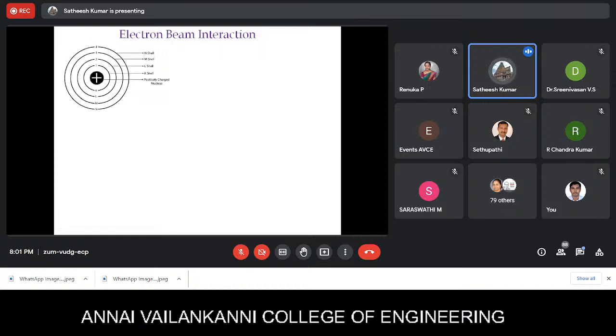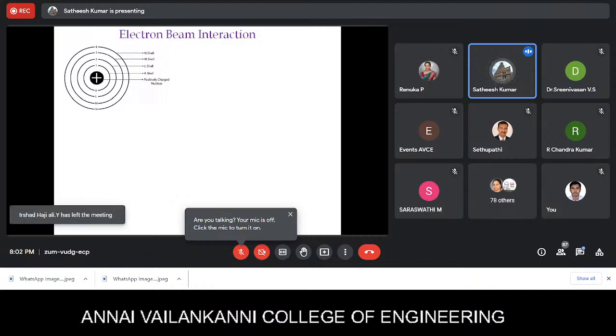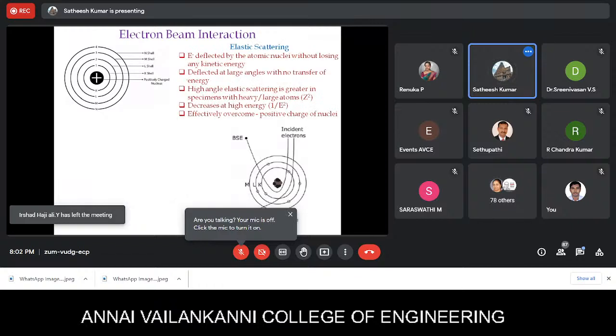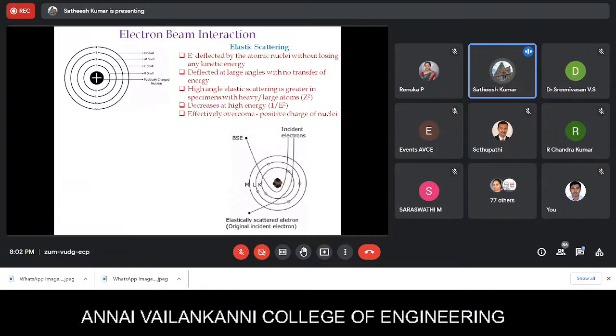So during the electron beam scattering, and this is a typical diagram, we have an atom with a positively charged nucleus at the center, and multiple electron shells, K shell, L shell, M shell, with electrons around here. The electron beam interaction can be categorized in two types: one is elastic scattering and another is inelastic scattering.